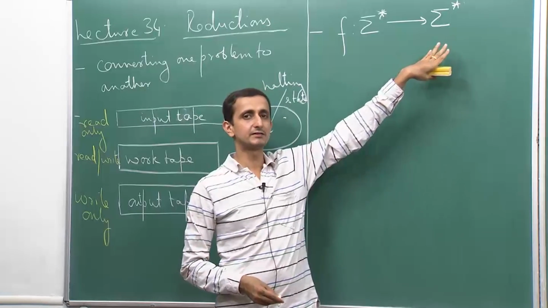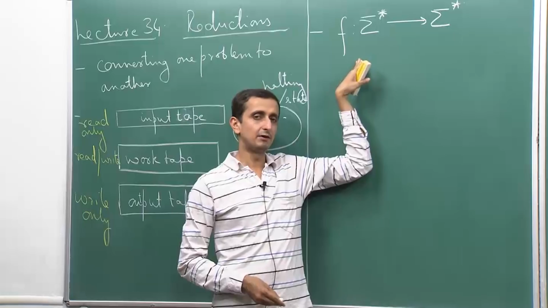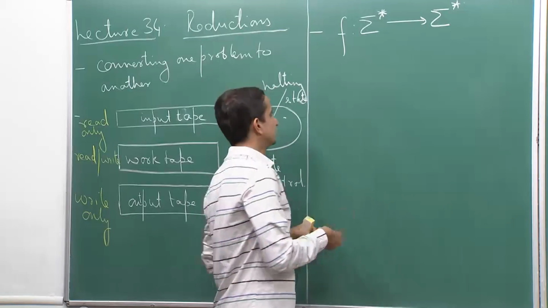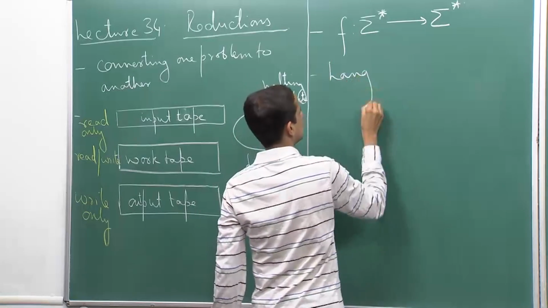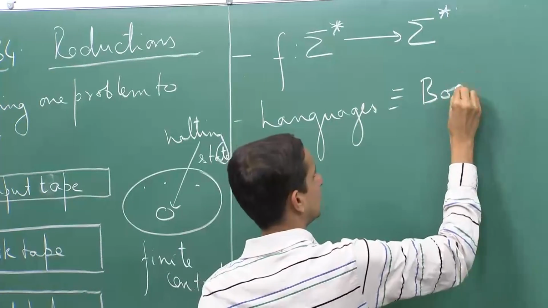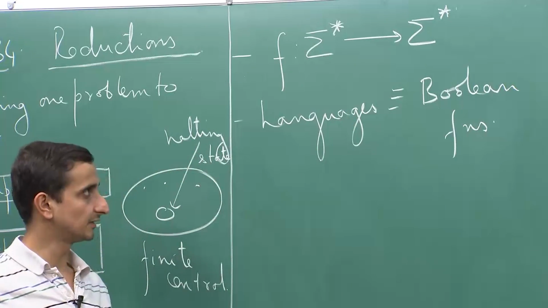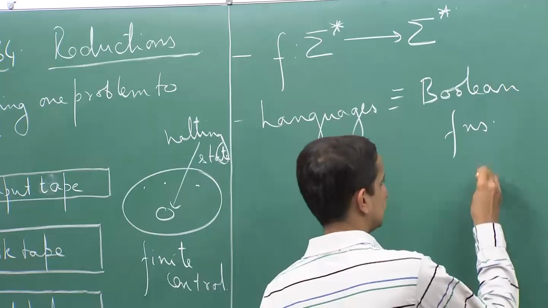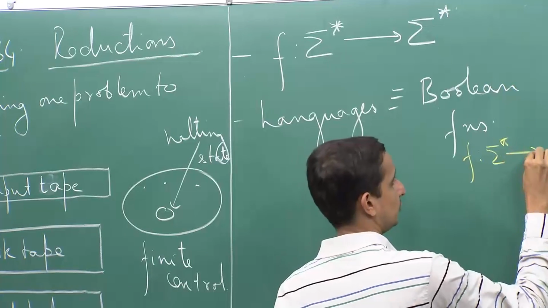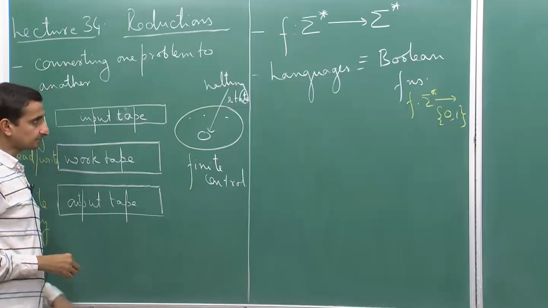So, I can think of languages as Boolean functions, because whenever I have a string that is in the language, I will map it to 1, and whenever I have a string that is outside the language, I will map it to 0. Okay. So, languages are essentially equivalent to Boolean functions, that is, functions of the form f going from sigma star to {0, 1}. So, these are Boolean functions.